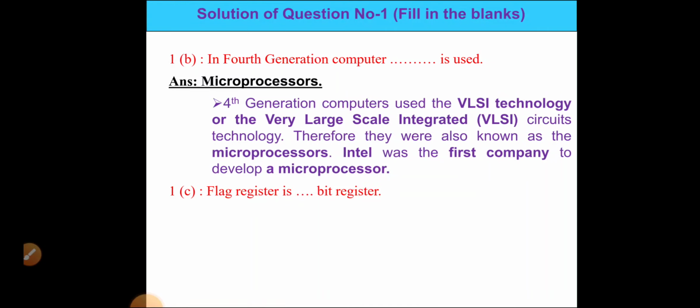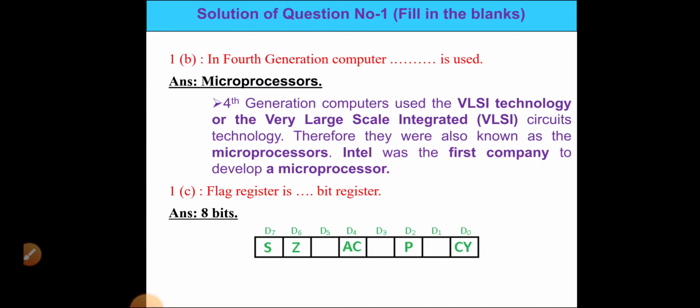Next question: the flag register is dash bit. The flag register is 8 bit. Out of these 8 bits, 5 are used widely, that is S, Z, AC, P and CY. These are the 5 flags. The answer is 8 bit, D0 to D7. Out of these, the 5 are commonly used.